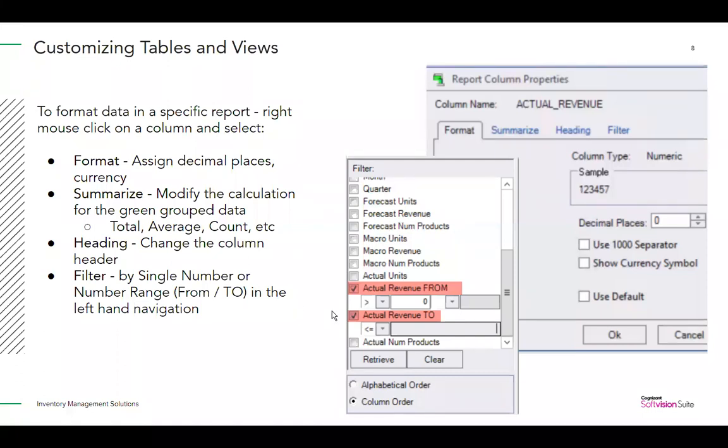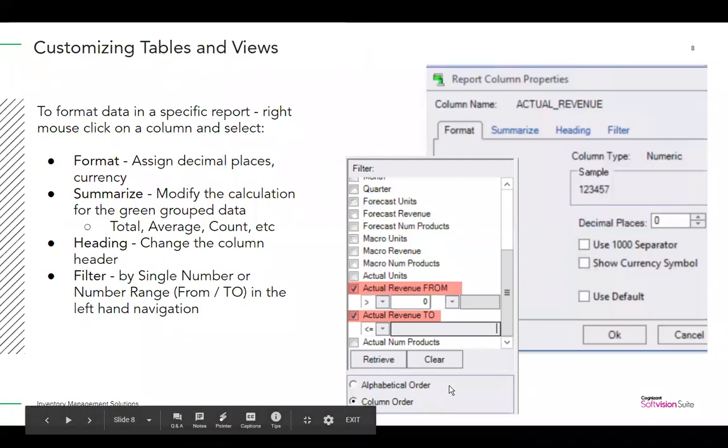So you have two options with filter. You can go a single number, which allows you to filter on a single line of data, or you have number range, which allows you to expand, and you can see that you've got a from and to option within your left-hand navigation. This is great if you are filtering on dates where you may have a lot of dates and you want to narrow it down to a specific set of those dates or orders or even revenue range.